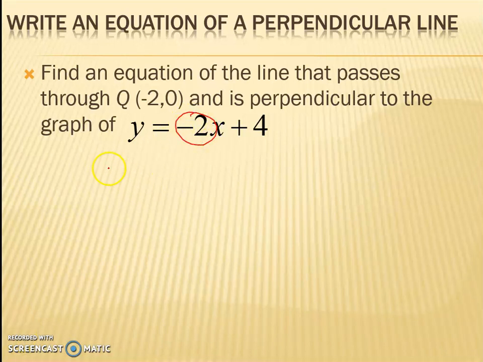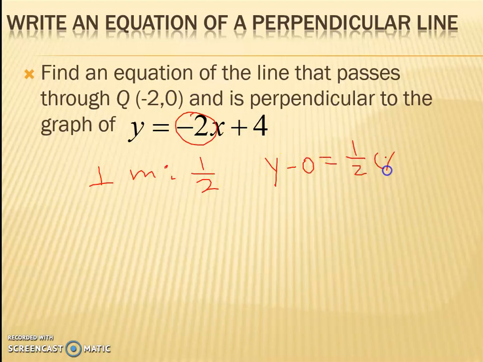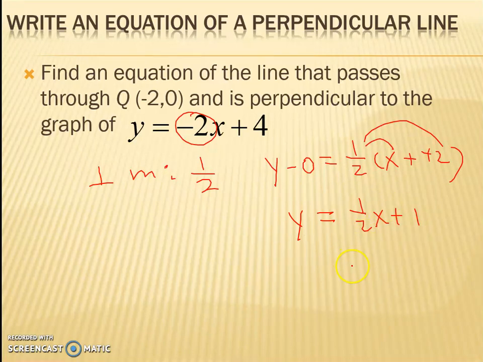If the slope is negative 2, the new perpendicular slope will be positive 1 over 2. So we're going to write y minus, this is the y1, 0, equals 1 over 2, my new slope, x minus negative 2. This becomes plus. We're going to do the distributive property. So 1 over 2x plus 1. Y minus 0 is y. So this is the answer, y equals 1 over 2 x plus 1.